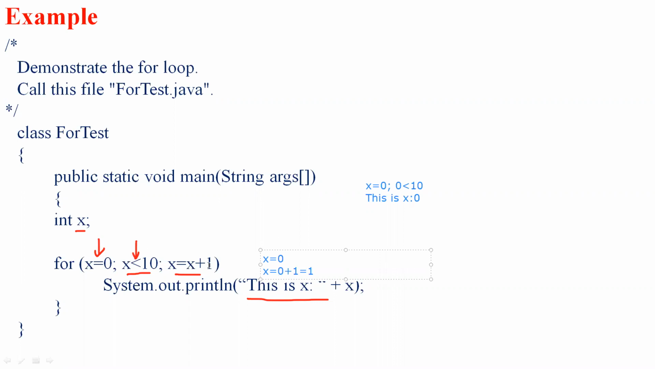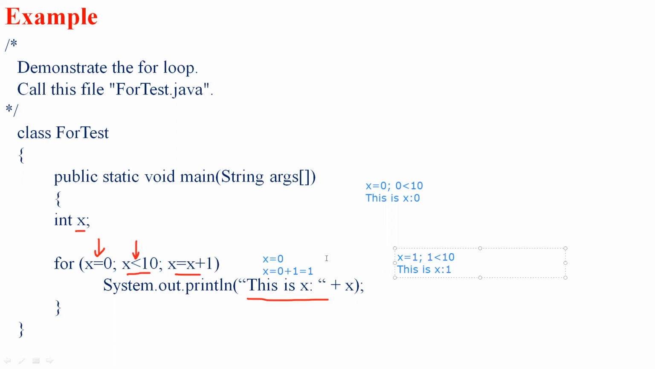This value of 1 is again tested. Here it will again go through the for loop. It will check that the value of x is 1 against the condition, whether 1 is less than 10. Since the given condition is true, it will write the print statement "this is x" with the value of 1.